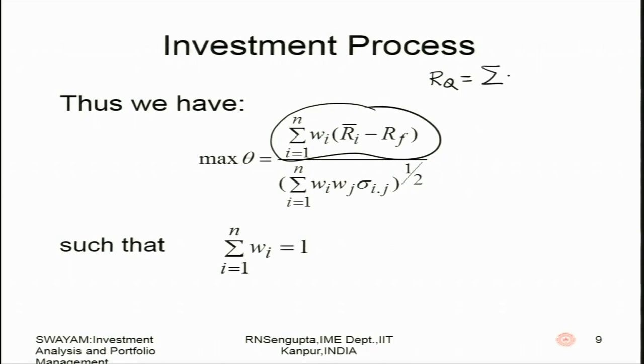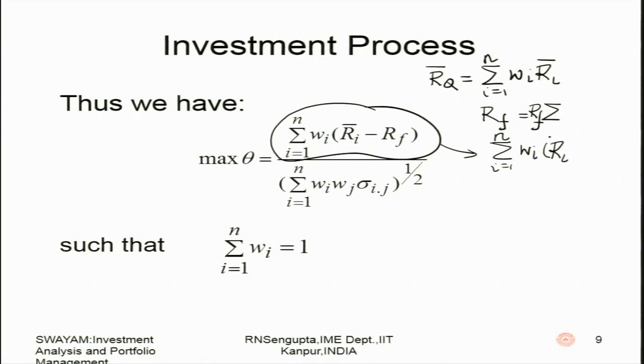RQ is equal to the summation of WI, where I is equal to 1 to n. This n is the number of risky assets, into RI for each one. There would be a bar. Bar means the average. And obviously, RF can also be written this way. Since they add up to 1, I take the summation outside. The moment I do that, I get this formula, which is the summation I equal to 1 to n, n is the number of risky assets, remember, sorry I am repeating it time and again, but please bear with me, WI times RI bar minus RF. And RF is constant, remember.